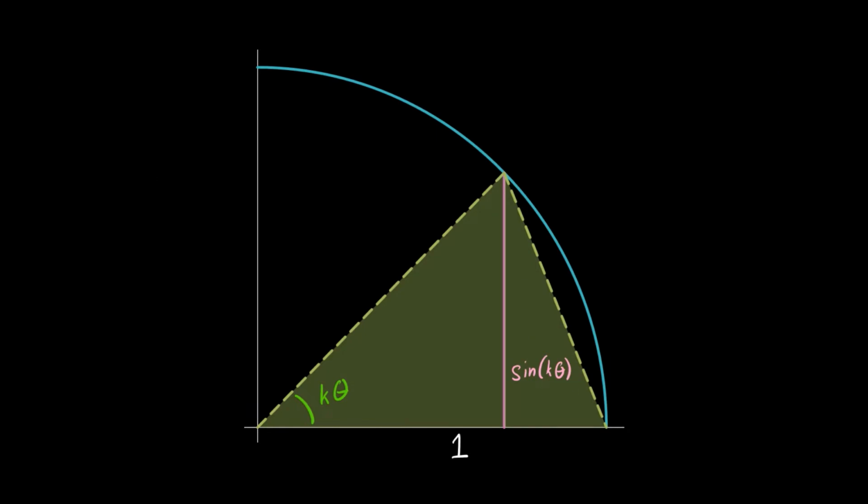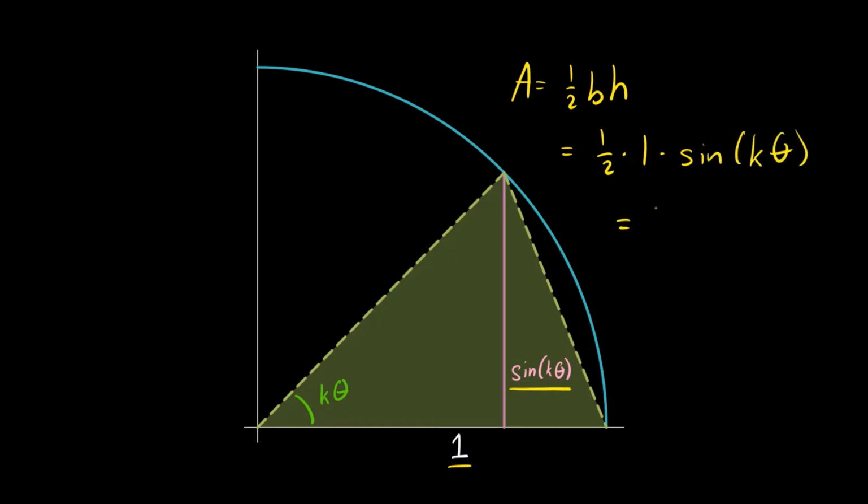From all the line segments from before, we can draw this triangle right here. To find its area, remember that the area of a triangle is 1/2 base times height. The base of this triangle is 1, and the height is sine of k theta. So this will be 1/2 times 1 times sine of k theta, and ultimately the area is 1/2 sine of k theta.